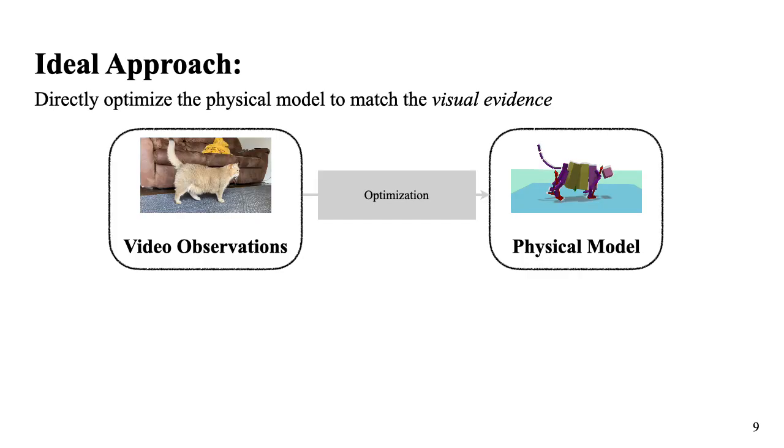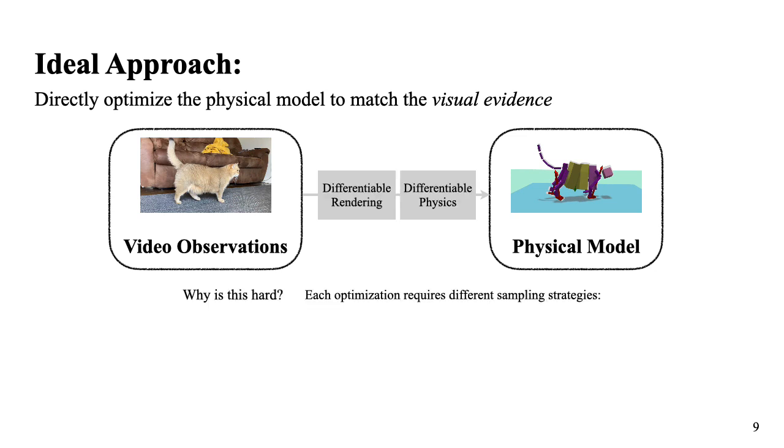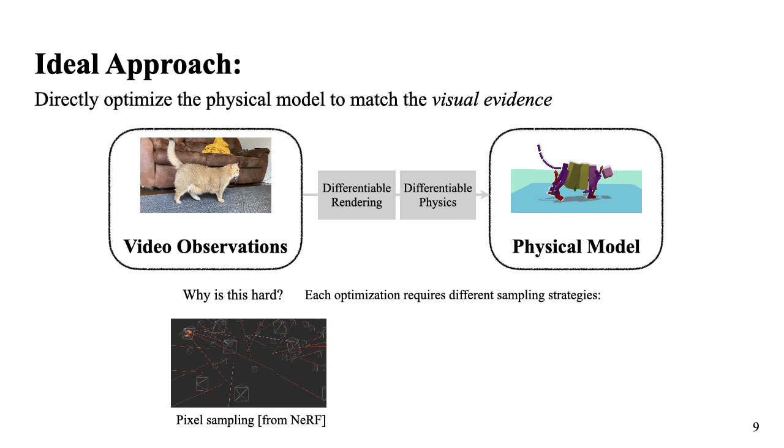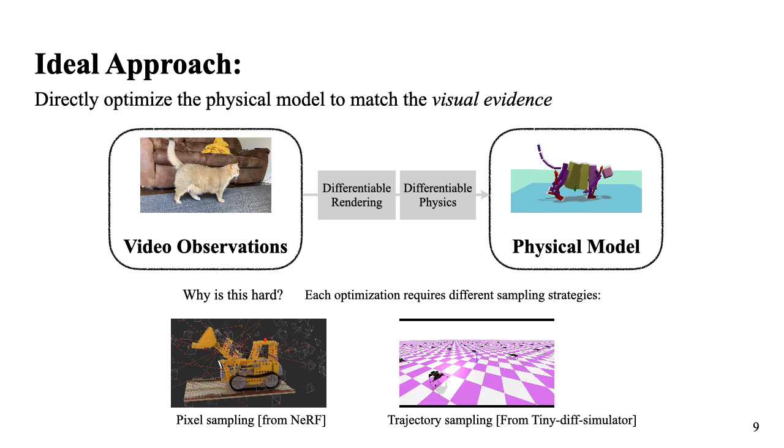Ideally, we want to directly optimize the physical model to match the visual evidence. This involves simulating a trajectory and then rendering it in a differentiable manner. However, this optimization is challenging because differentiable rendering and differentiable physics have different optimization landscapes, and they favor different sampling strategies. For example, differentiable rendering converges better if we sample pixels uniformly. However, for differentiable physics, sampling trajectories over a long time horizon better enforces dynamics and contact constraints.